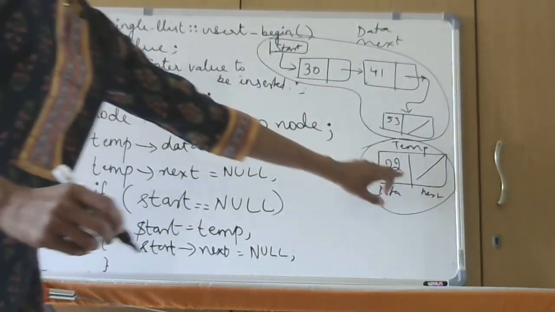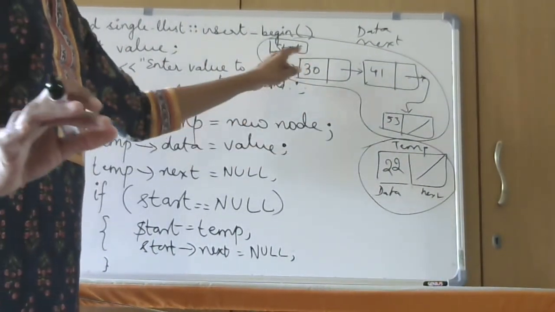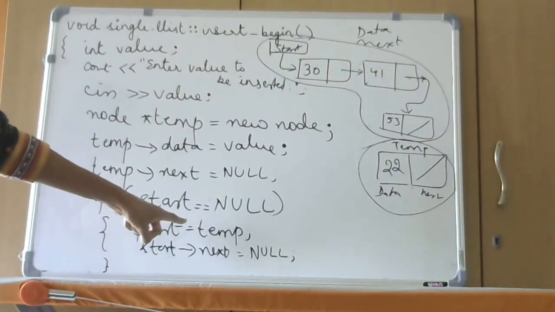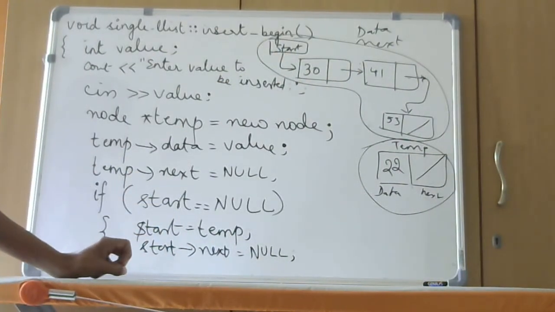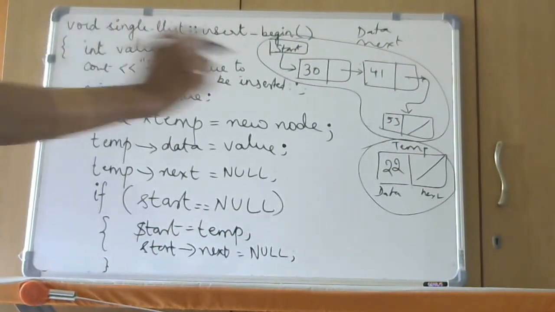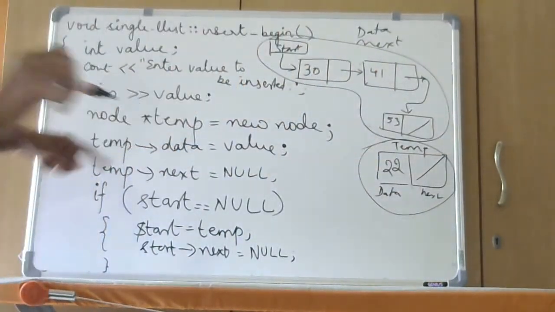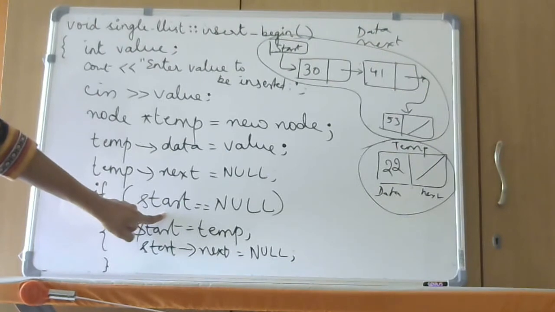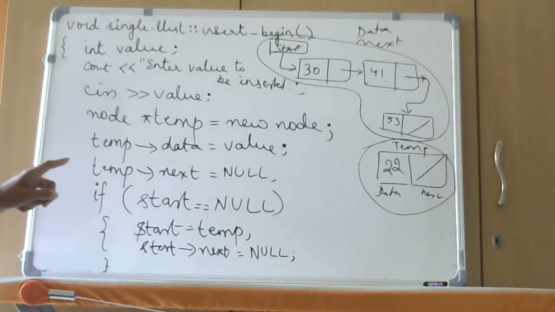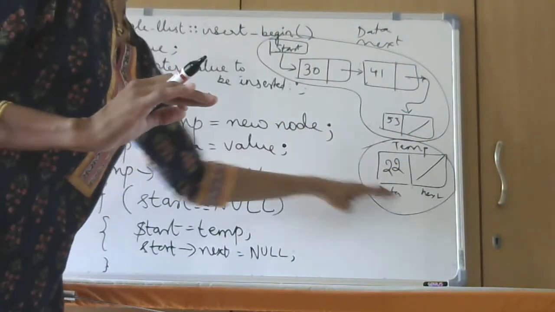So temp will become my new start. That means why you are saying start is equal to temp. What is start? Start is a pointer which should hold the address of the first node. So this will become my first node, because if start is null, start is null means what? Linked list is empty. So if it is empty, this will become my first node.